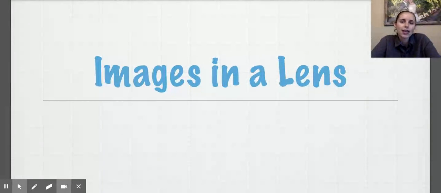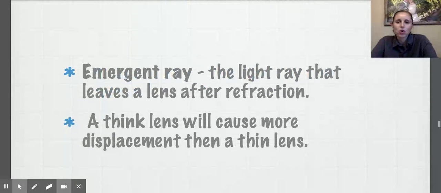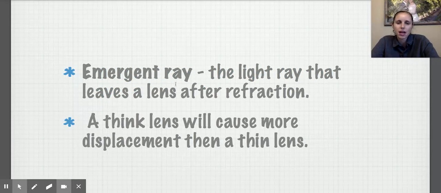All right, let's go ahead and look at locating images in a lens. Just like locating images with mirrors, we're going to use a couple of different rules that allow us to locate an image in a lens. A couple of terms I want to talk about first. I want to talk about the term emergent ray. We haven't had one of these yet. We've had an incident ray and we've had a reflected ray. Now we have an emergent ray, and this is the light that leaves the lens after refraction.